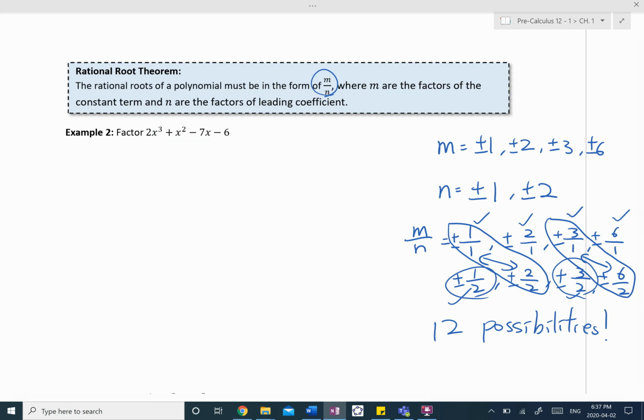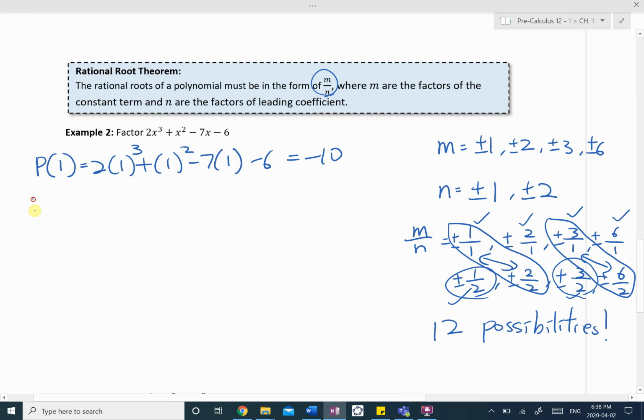Okay, I'm going to try p of 1. So then all I need to do is plug in 1 into x and see if this gives me a remainder of 0. Unfortunately, this does not. This is -10. Okay, that's not good. Well, that's okay. I can keep trying and see which one will work.